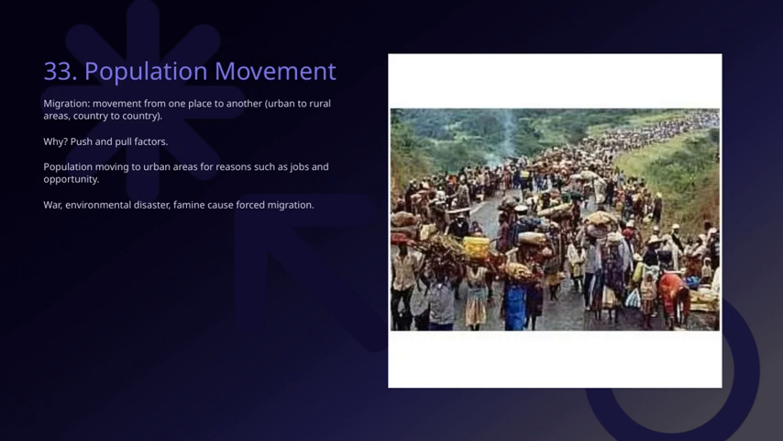Push factors are the reasons that push people away from their current location, like conflict or scarcity. Pull factors are the attractions of new places, like economic opportunities or safety. Migration is essentially this movement from one place to another, whether it's from rural to urban areas or across countries. Understanding these dynamics helps us see how populations shift over time and how different factors influence where people choose to live. It's a key part of understanding overall population trends and their impacts.